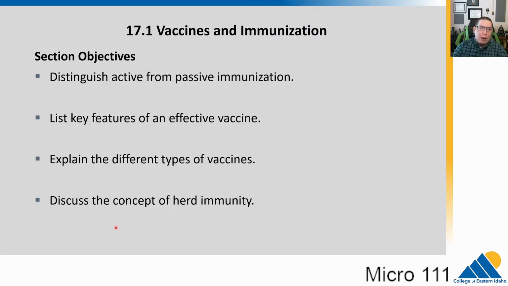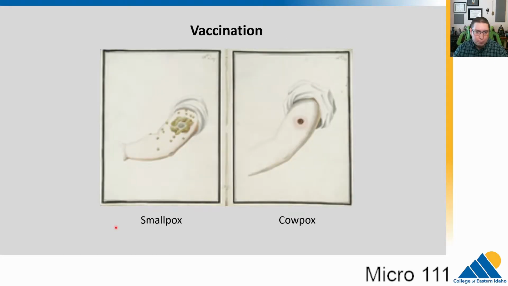First, let's talk about how vaccines and immunizations actually work. We're going to talk about both passive and active immunization. We need to talk about what makes an effective vaccine, and we'll talk about some of the different types of vaccines, and then this key concept called herd immunity.